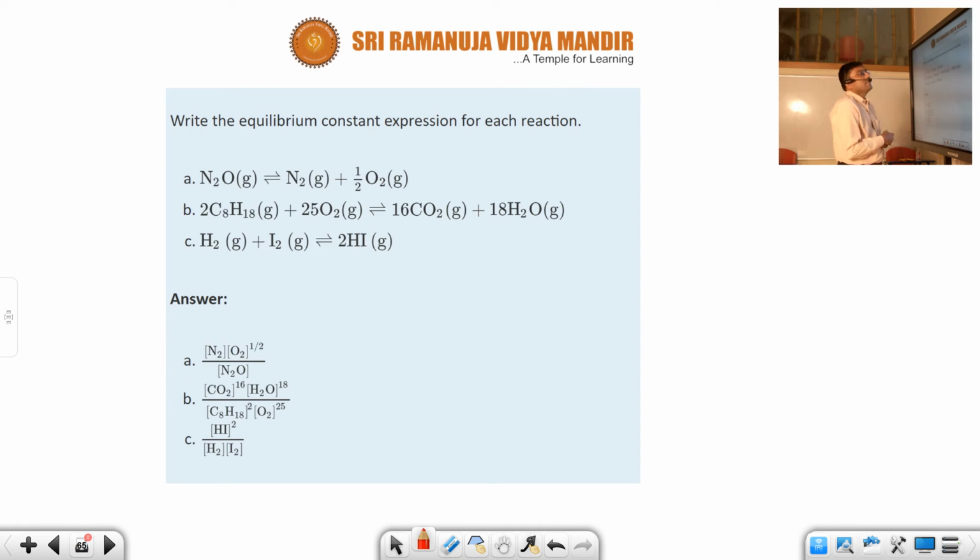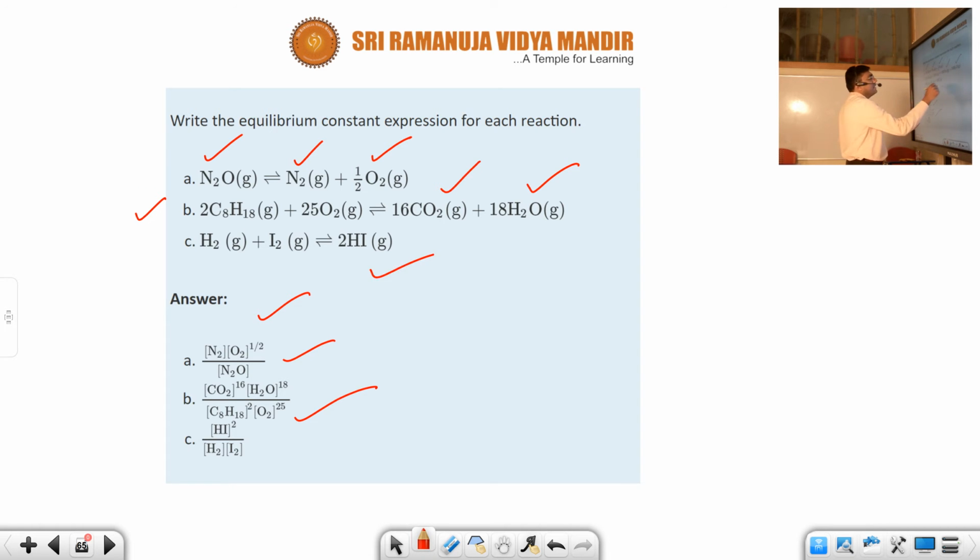Now let us see how to write the equilibrium constant for some more reactions. Very simple: [N2]^(1/2) [O2]^(1/2) by [N2O]. Similarly, students, take [CO2]^16 [H2O]^18 by [C8H18]^2 [O2]^25. Similarly, [HI]² by [H2][I2]. This is how the equilibrium constant can be expressed, the expression for writing the equilibrium constant.